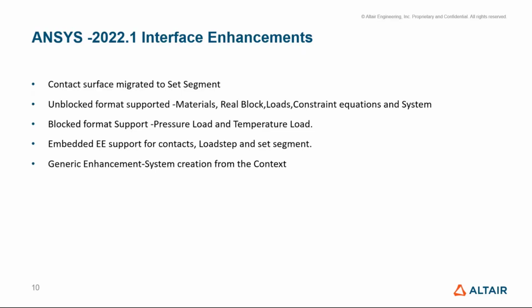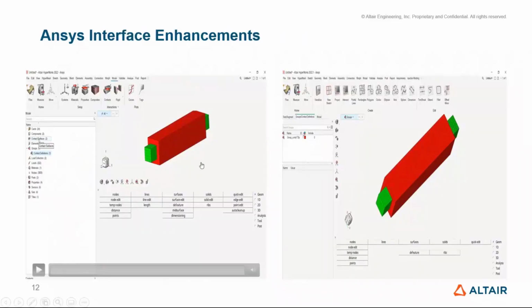And as part of generic enhancements, this has been done across interfaces. One is the system creation from the context. And just to give you an insight into what exactly is the difference in the contact card, once we export from 2022 and 2022.1, I have a small snippet.